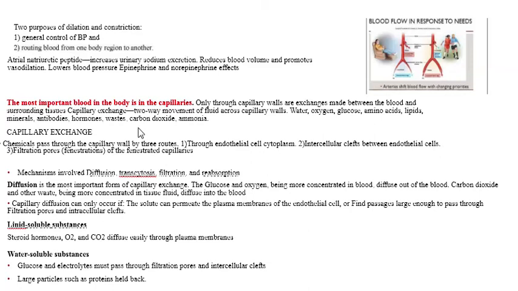Capillary exchange: chemicals pass through the capillary wall, through the endothelial cell cytoplasm, and through intercellular clefts. There are clefts in the endothelial wall, and this is histology that I think you already know about. There are also filtration pores in the endothelial system, which they call fenestrations, through which substances pass. The mechanisms involve diffusion, transcytosis, filtration, and reabsorption. So at the end, when the substances are needed, there will again be reabsorption of these substances.